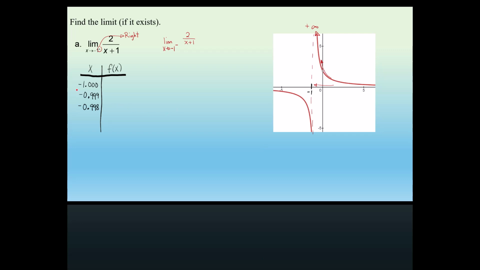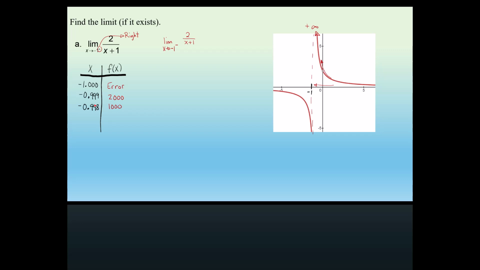So I'm going to choose -0.999 and -0.998. When we plug these x values into the function, we get the following. Of course, when we plug in -1, we're going to get error. When we plug in -0.998, we get 1,000. And when we plug in -0.999, we get 2,000.